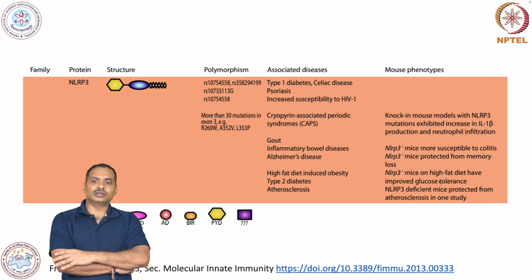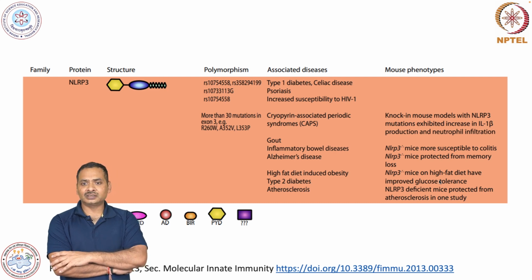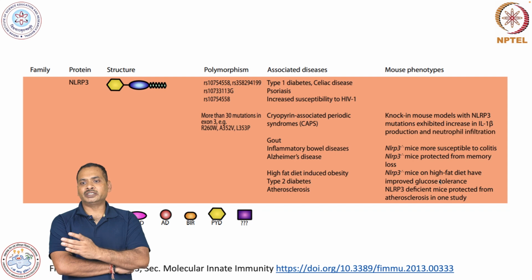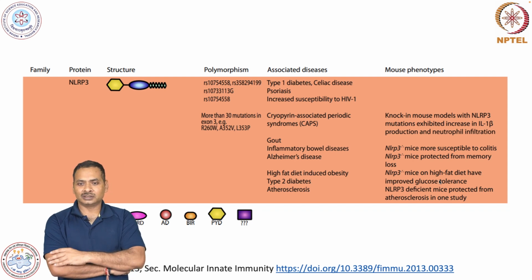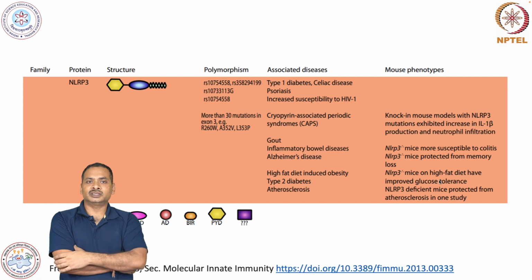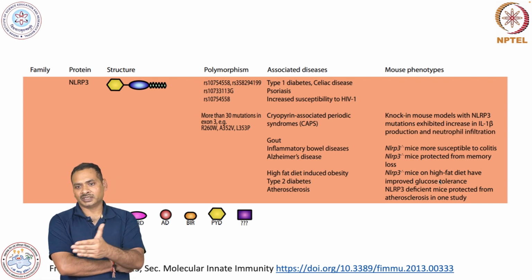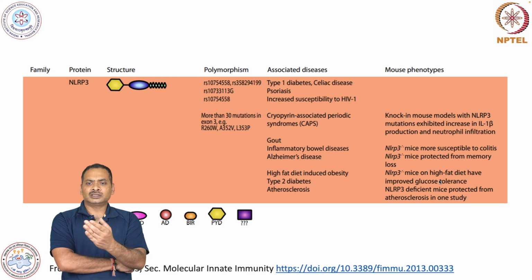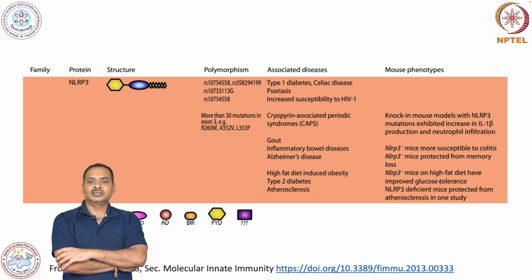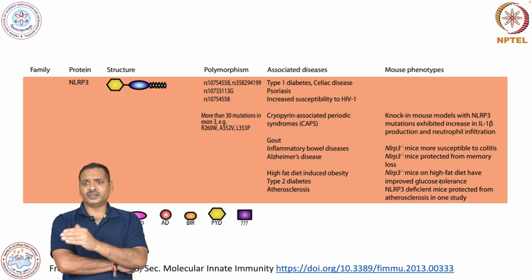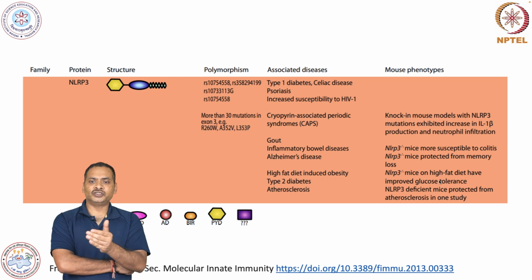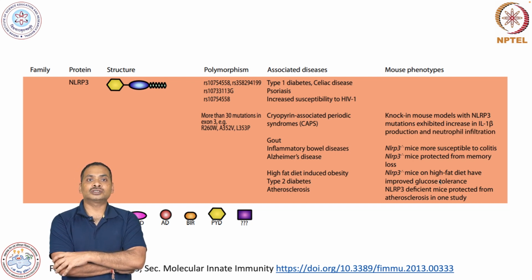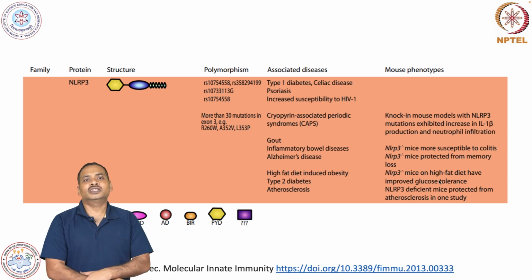And this knockout mouse is susceptible to colitis. This mouse is protected from memory loss. I do not know how it is done, but the researchers must have investigated quite extensively. And NLRP3 deficient mice on a high fat diet have improved glucose tolerance, and these deficient mice are protected from atherosclerosis. There is one study. Okay. So, in this way you can see that NLRP3 is again associated with a wide range of diseases.